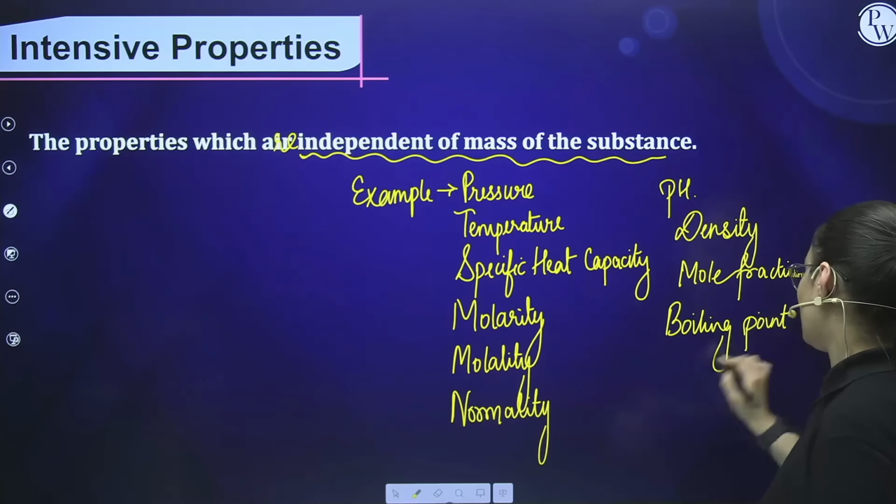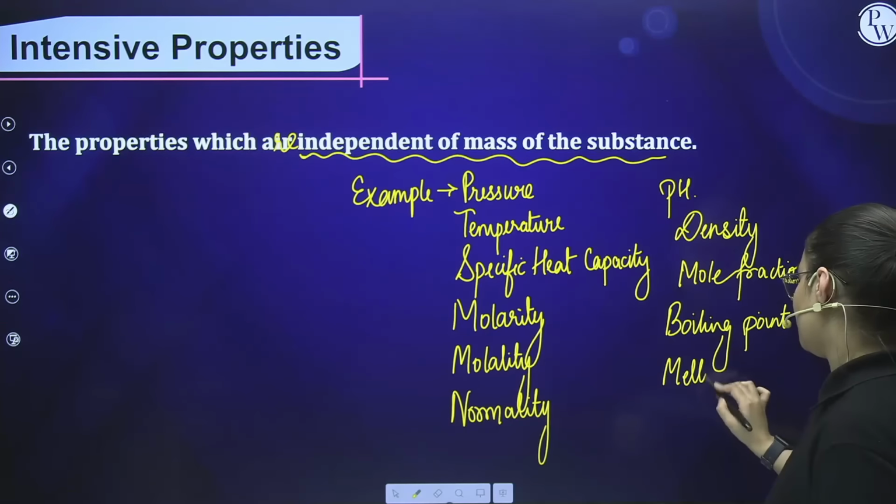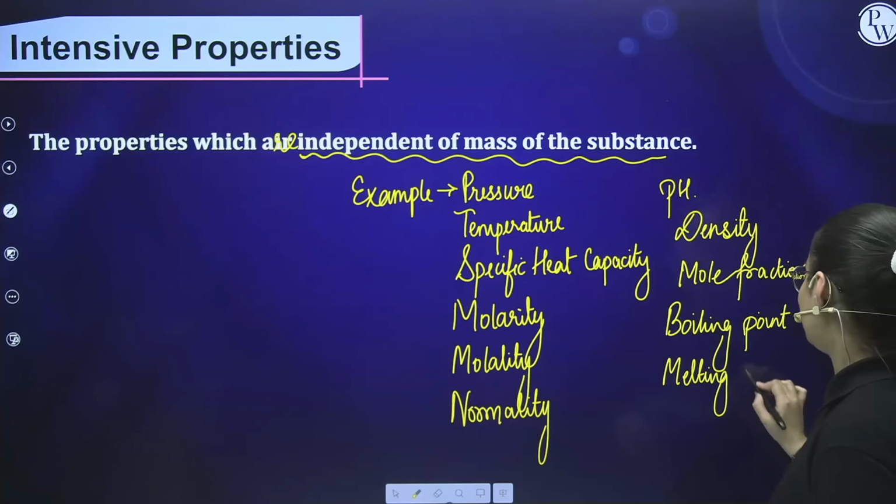Now, these are the examples of, students, what? These are the examples of intensive property. Is it clear to you?